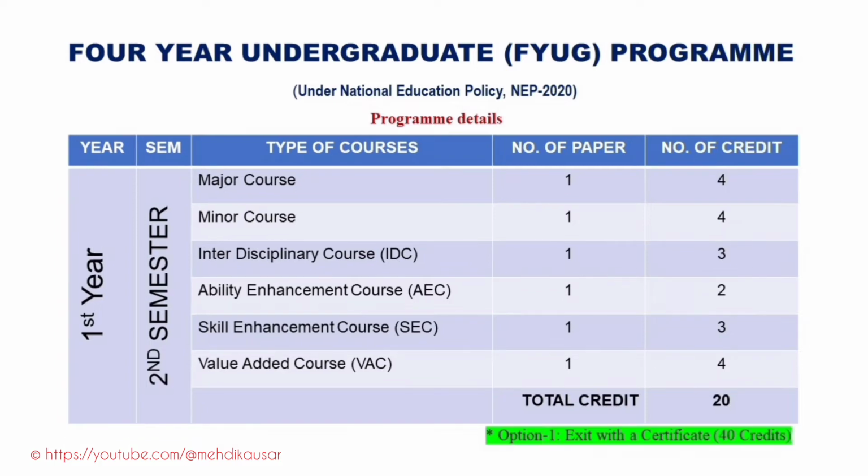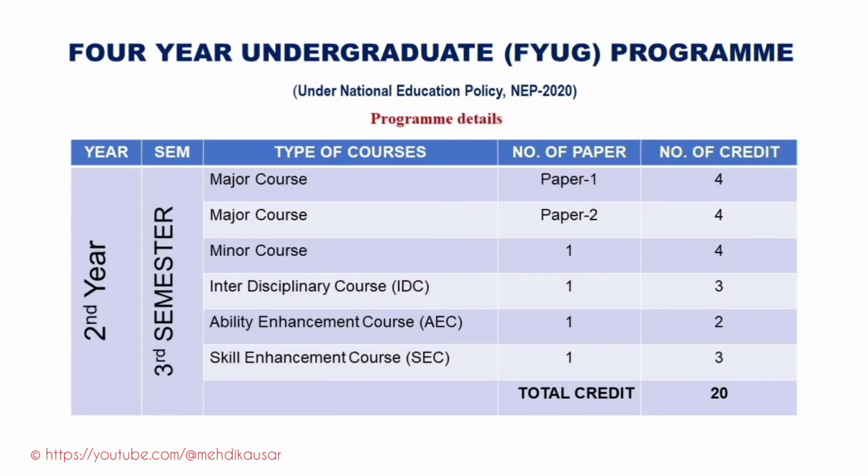The second semester has exactly the same course pattern and credit. Here also you have 20 credits from these 6 papers. After completing the first year program of 2 semesters, a student may have the option to exit with UG certificate.